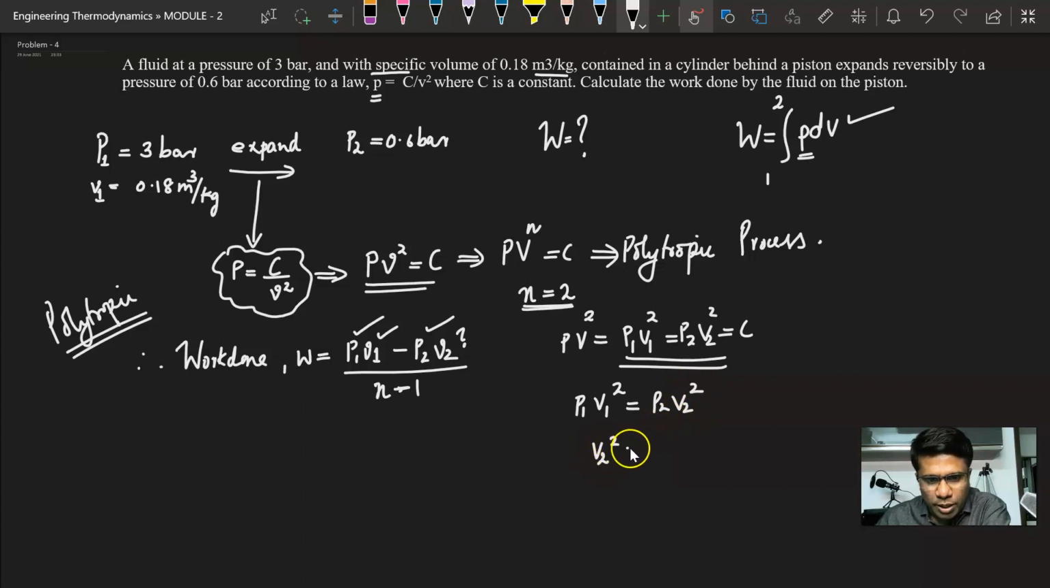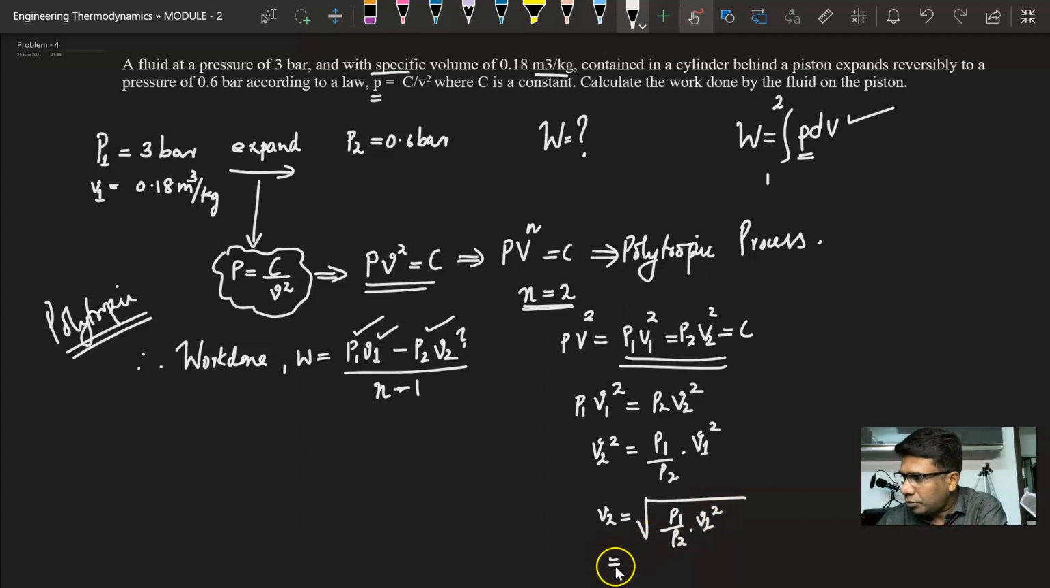Therefore, V2 square is equal to, I'll take P2 this side, P1 by P2 into V1 square, small v. It's always small v here in this problem. So here I can see that V2 is equal to root of P1 by P2 into V1 square, and you get this value as 0.402 meter cube per kilogram. Now substitute it here.